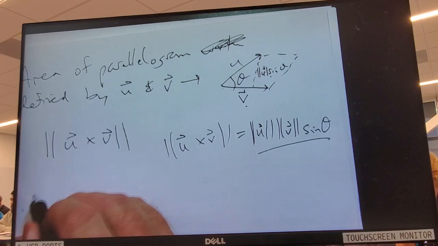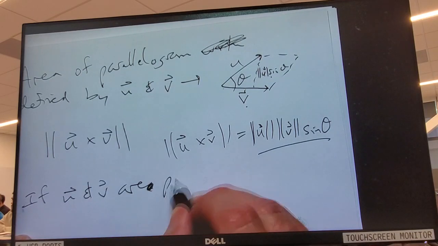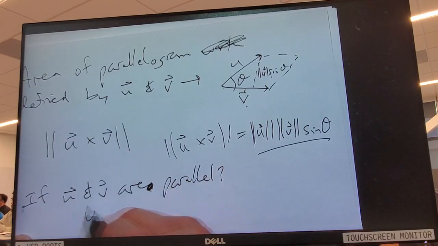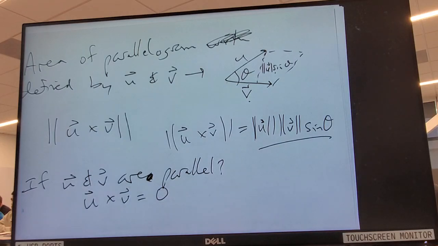So what is true if u and v are parallel? What's u cross v? Yeah, it'll be 0. And think about it, real quick, if u and v are parallel, the vectors that define their direction must be how related? Multiples. If you build the determinant with i, j, k, what's your vector?